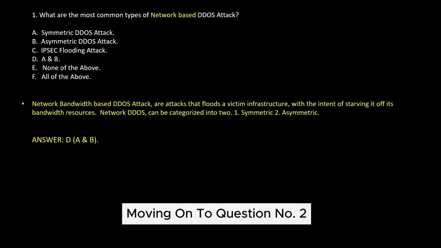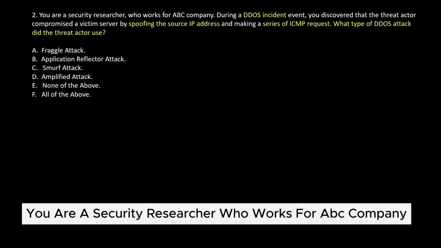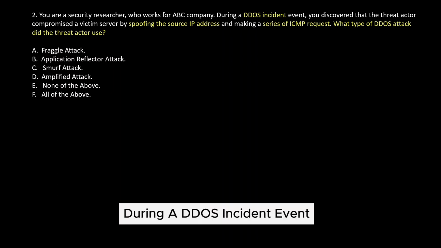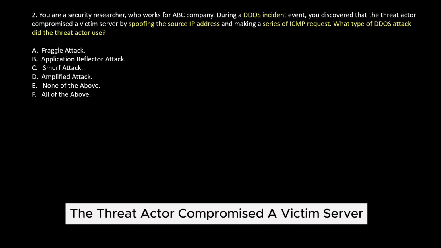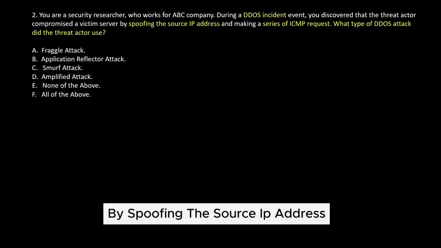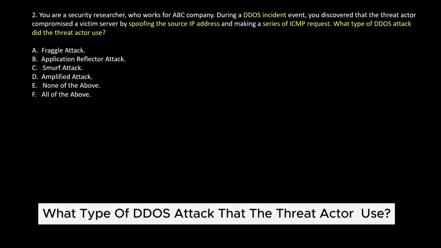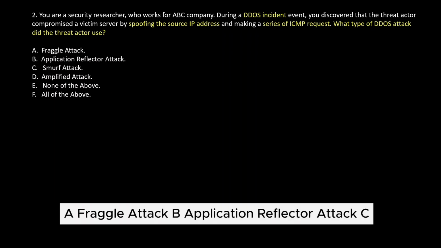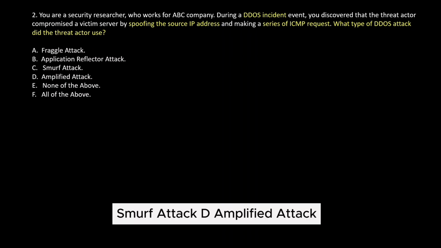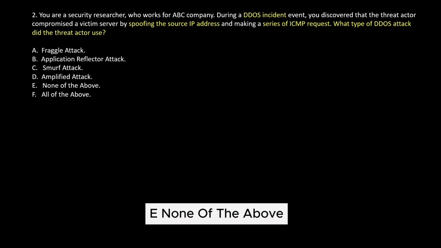Moving on to question number 2. You are a security researcher who works for ABC company. During a DDoS incident event, you discovered that the threat actor compromised a victim server by spoofing the source IP address and making a series of ICMP requests. What type of DDoS attack did the threat actor use? A. Fraggle attack. B. Application reflector attack. C. Smurf attack. D. Amplified attack. E. None of the above. F. All of the above.